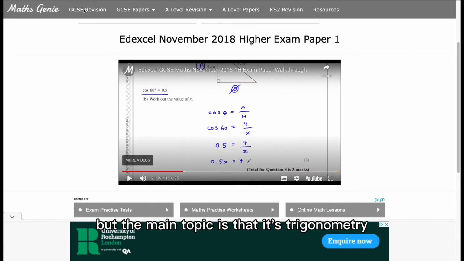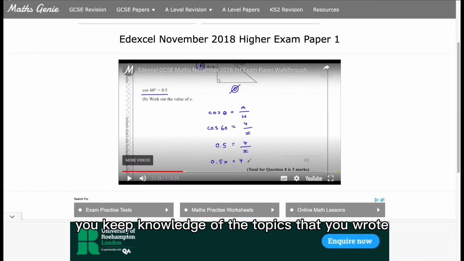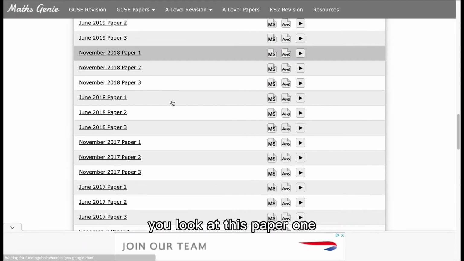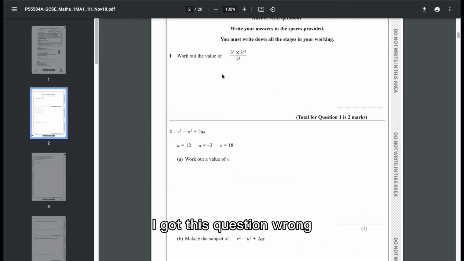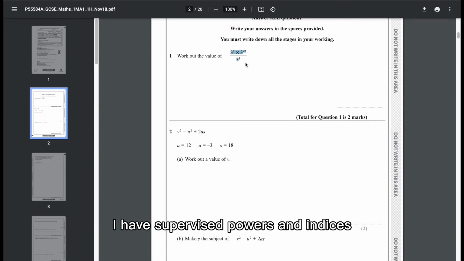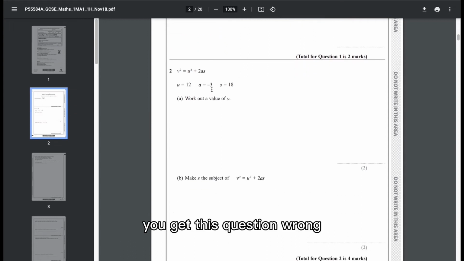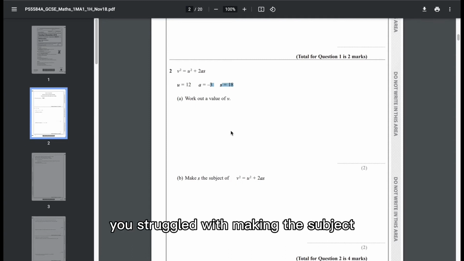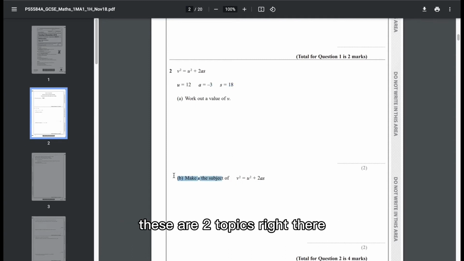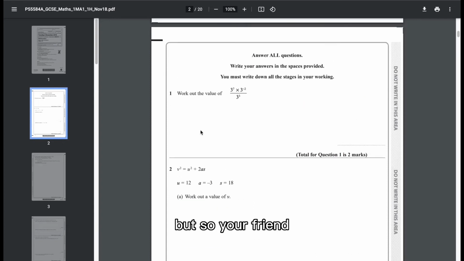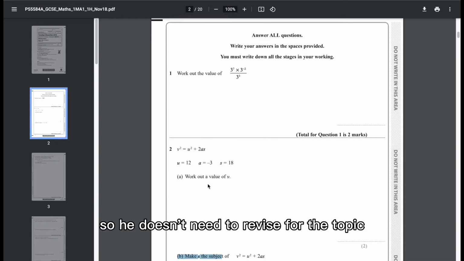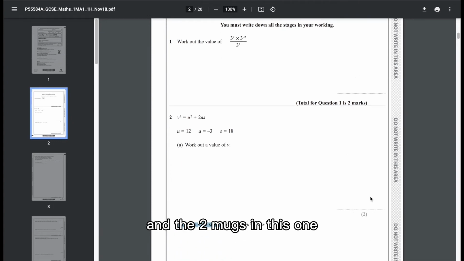The main topic is trigonometry, so you keep a record of the topics that you write down. Looking at this paper 1, say I got this question wrong and it's indices and powers. I write it down in my notes: powers and indices. That's a topic to revise for GCSE Maths. When it comes to the next one, you get this question wrong. You struggled with substitution and with making the subject. These are 2 topics right there, and you write them down. But say your friend got both these questions right. He doesn't need to revise for this topic because he got those 2 marks in this one and the 2 marks in this one.